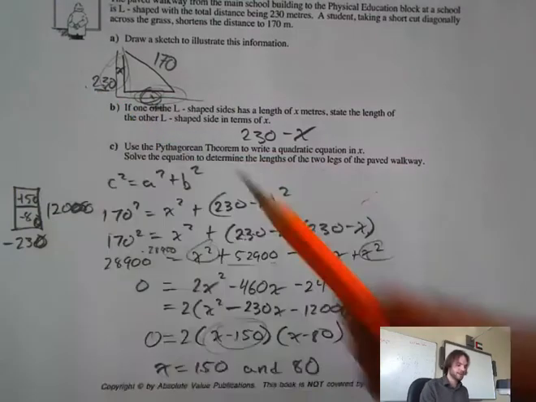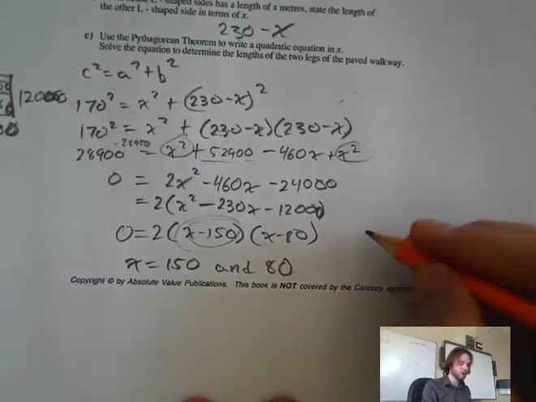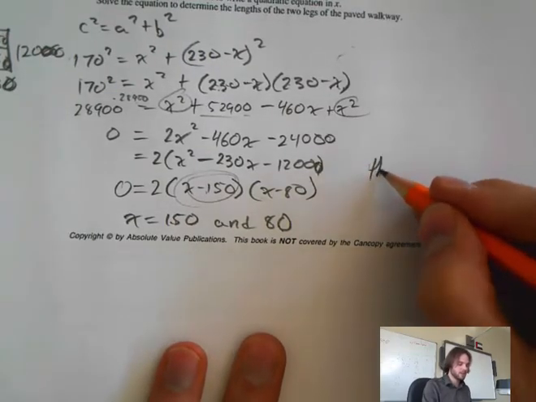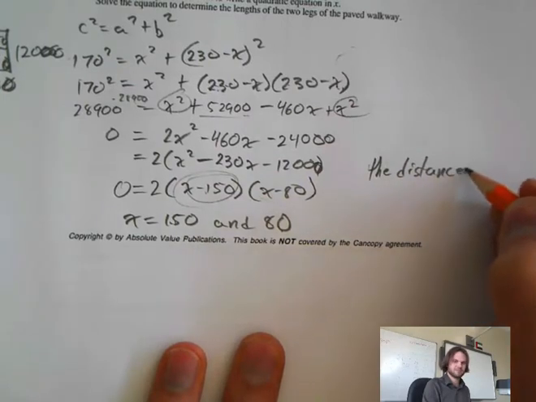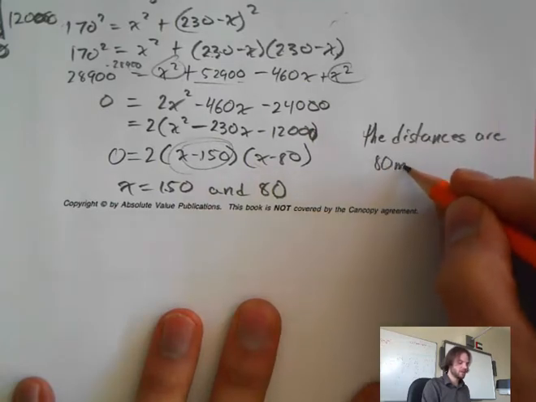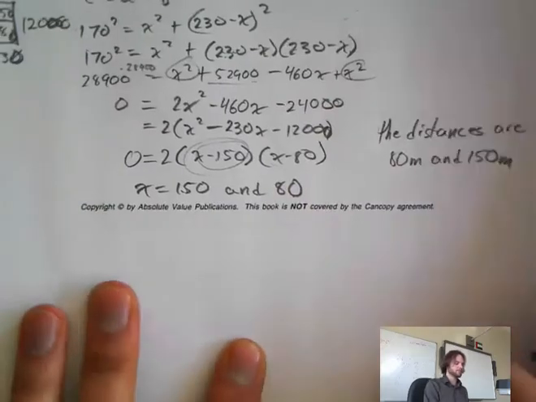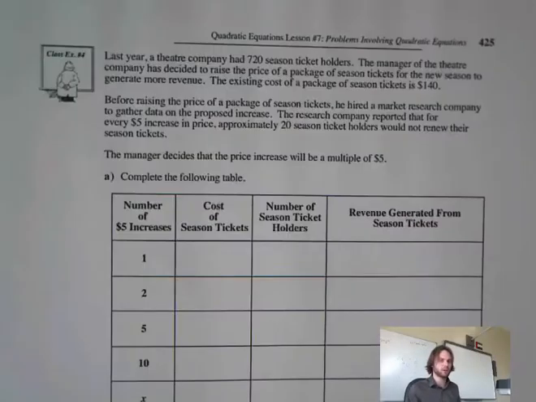230 minus 80 gives me 150. So my dimensions, the distances, are 80 meters and 150 meters. Okay? All right, last question, but it's a bit of a longer one.